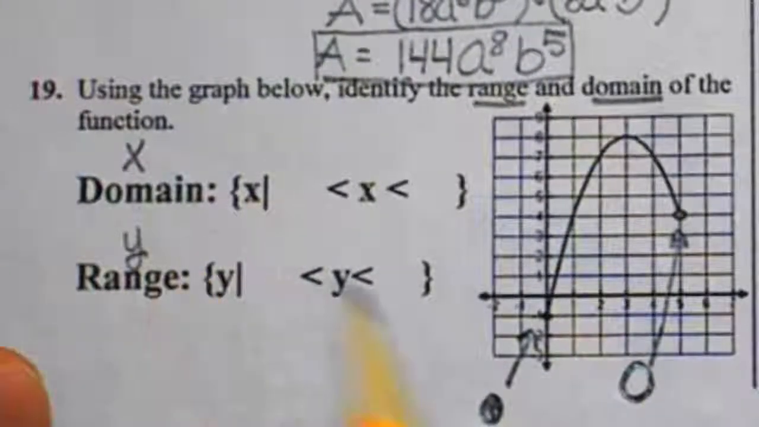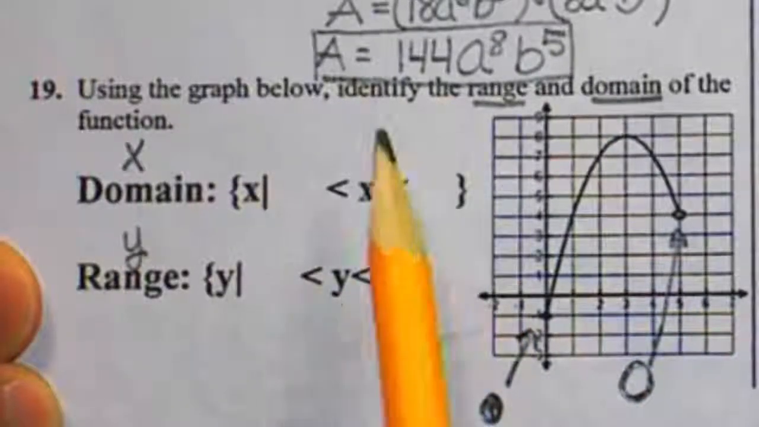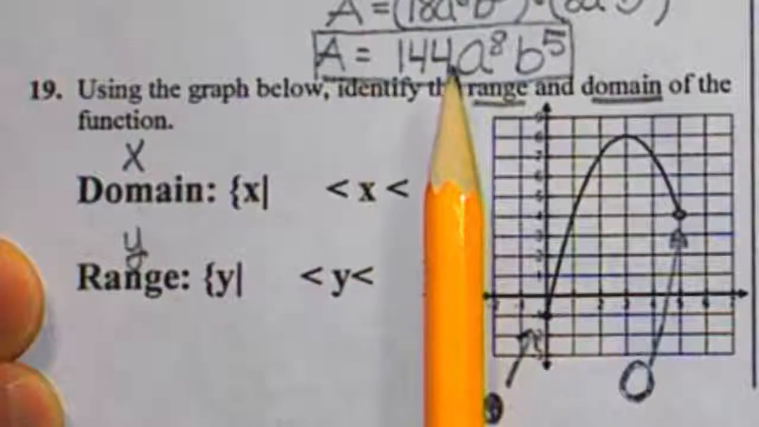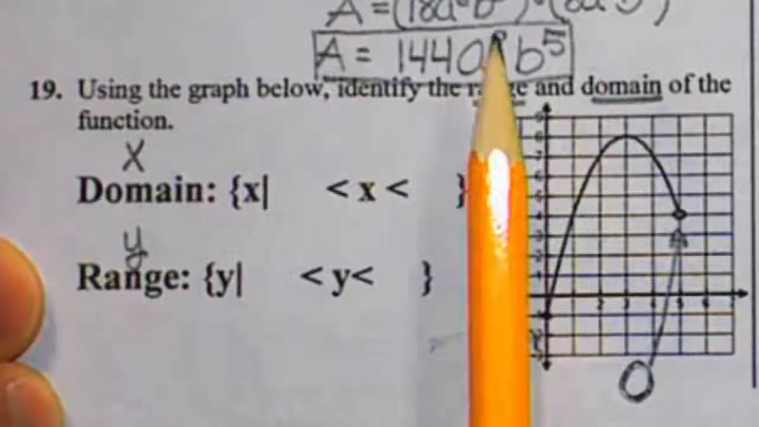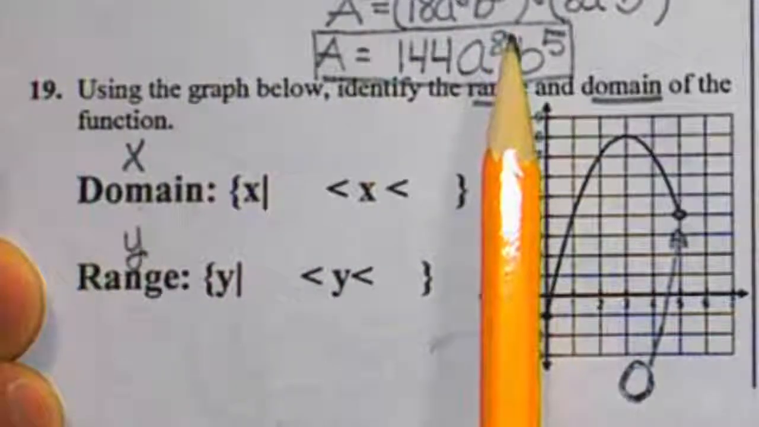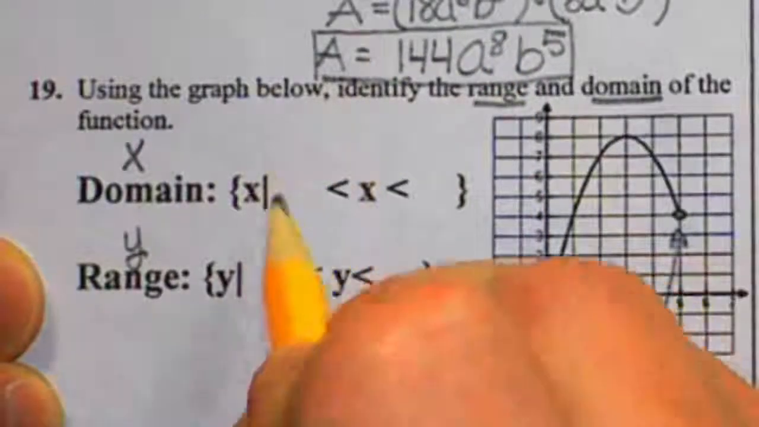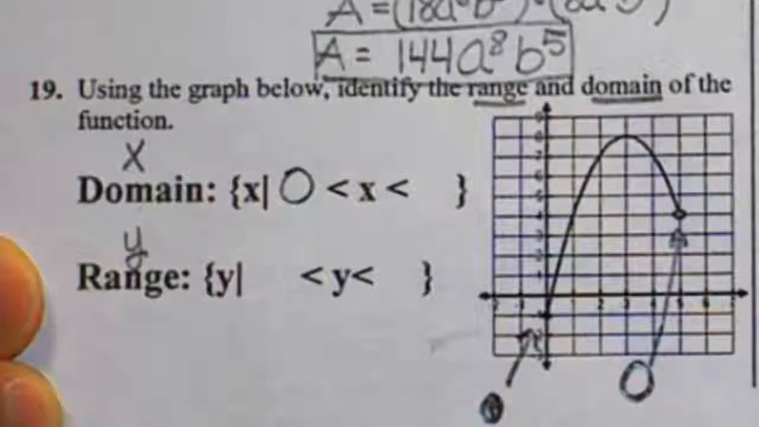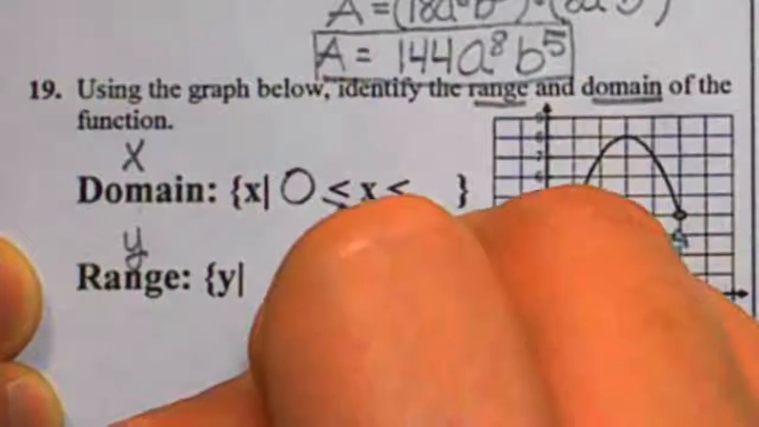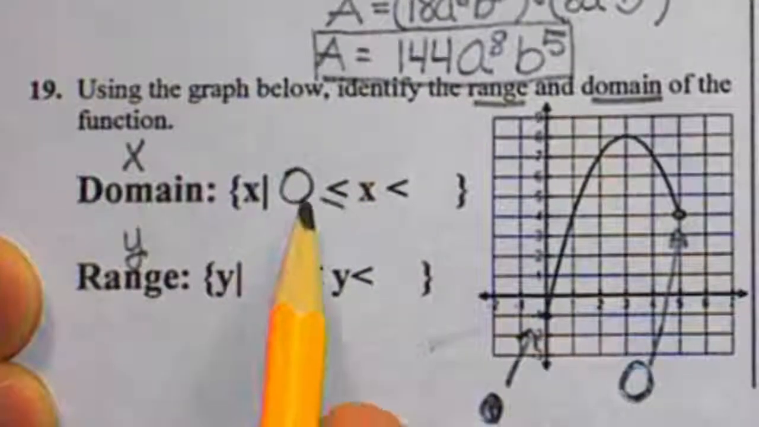So for the domain, remember we're looking at the x, so we're going to focus our attention on the x-axis. We're going to take our pencil and move from left to right, and then we're going to stop where we first touched that graph, and the first point we touch is right there. And what is the x value of that point? The x value is 0. And because that point is filled, we're going to include a dash, because it's going to start at 0, including 0.